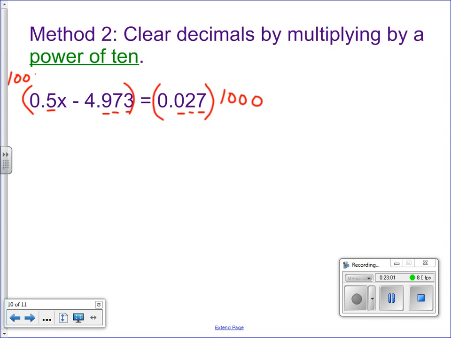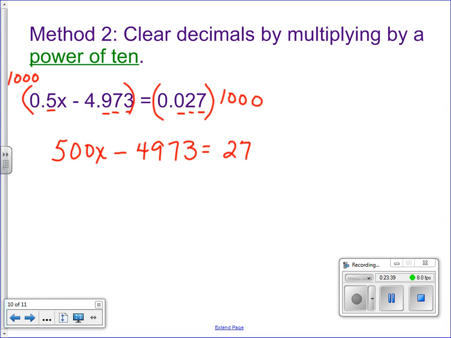And we're going to multiply the left side by the same number using the multiplication property of equality. All right, 1,000 times 0.5 would be, that would move the decimal point over 3 places, so I end up with 500x minus, moving the decimal point over 3 places, 4,973 is equal to, and multiplying 27 thousandths by 1,000, I get 27.